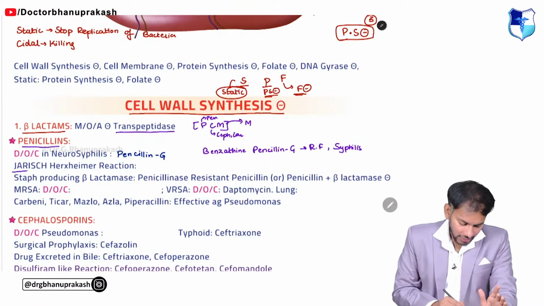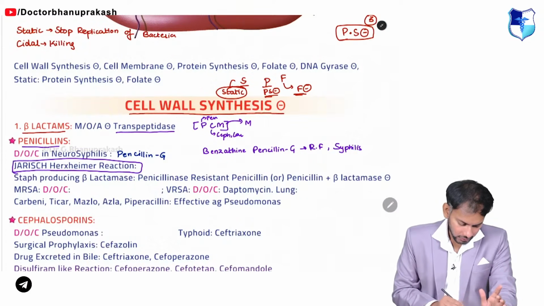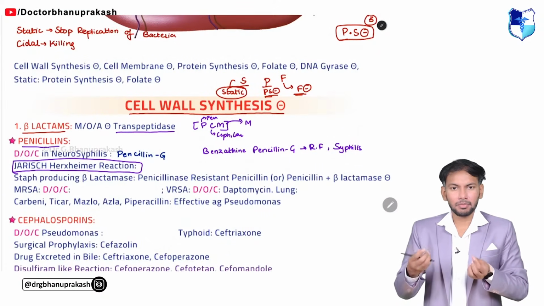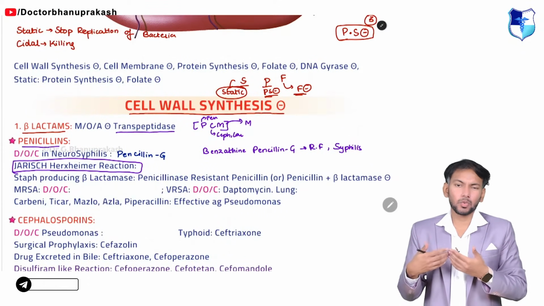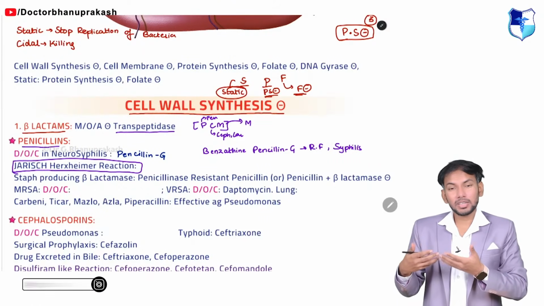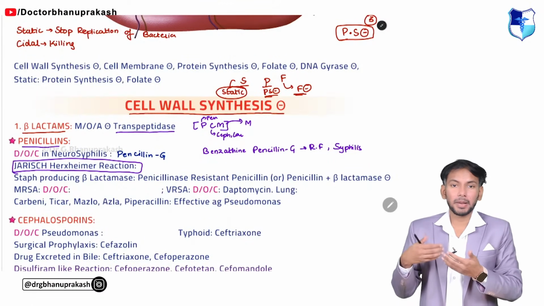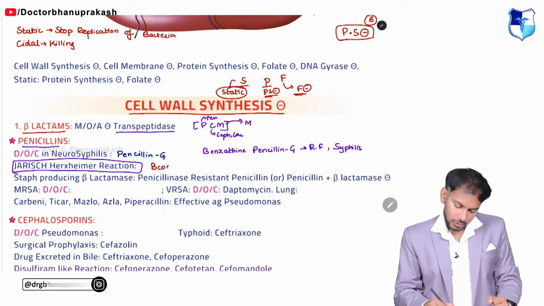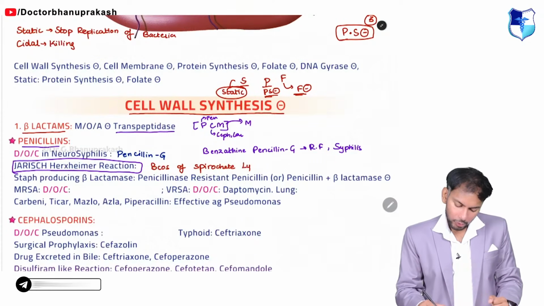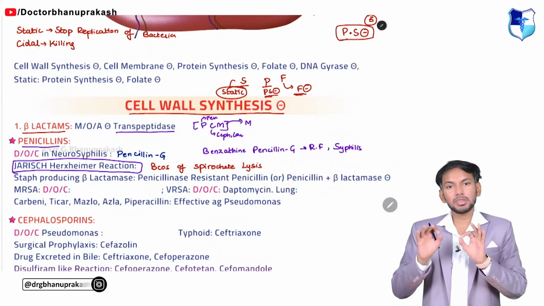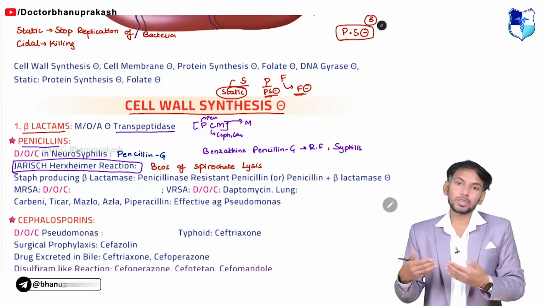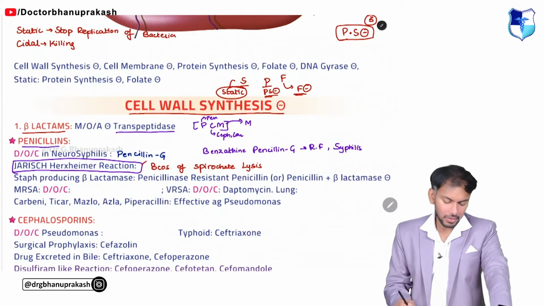Now, coming to the Jarisch-Herxheimer reaction. Do you know what this is? You must have studied it in microbiology. When you give penicillin to a person who is having syphilis, what will happen? It might cause worsening of the skin lesions. Yes, it might cause fever, myalgia, decreased BP, increased heart rate. Why is this happening? This is happening because of spirochete lysis. Syphilis is due to spirochetes. Now these spirochetes will start dying and it will produce an immune response. It will cause cytokine release. That is why you see all of these things. That is what is known as the Jarisch-Herxheimer reaction.